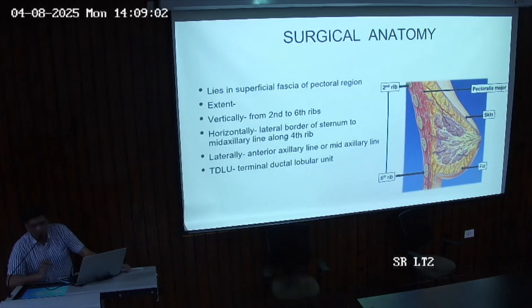Then, one most important thing which is usually seen in malignancies is the TDLU, the terminal ductal lobular unit. This is the area where malignancy starts.